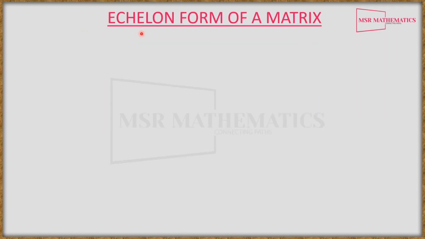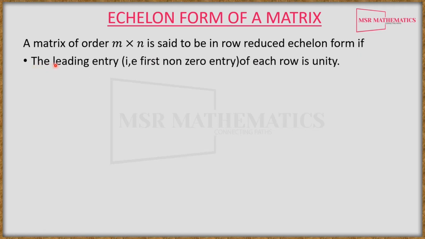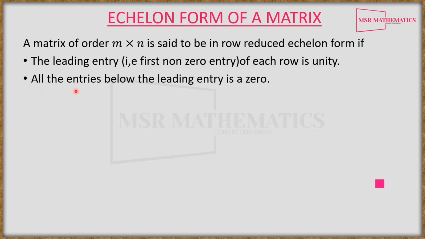Next we shall come across a very important topic in matrices, that is the echelon form of a matrix. A matrix of order m cross n is said to be in row reduced echelon form if the first condition is the leading entry. Here the leading entry is nothing but the first non-zero entry of each row, which is unity. The second condition is all the entries below the leading entry are 0.